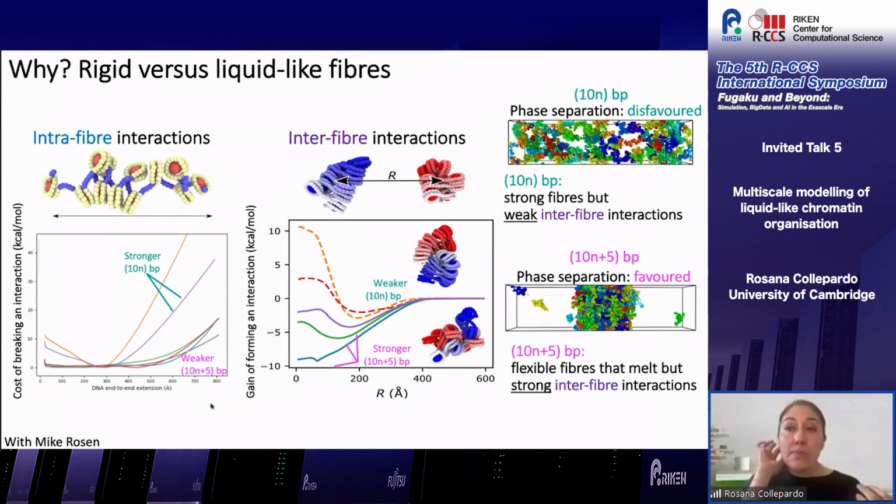And then we can also compute a potential of mean force from umbrella sampling simulations of two of these chromatin fibers, again with a different DNA length. And we see that these rigid fibers have relatively weak interactions with one another, whereas the liquid-like chromatin fibers, the ones with 10n plus 5 DNA lengths, actually interact with one another much more strongly, because when they meet each other, they kind of melt, engaging in a lot of interfiber interactions.